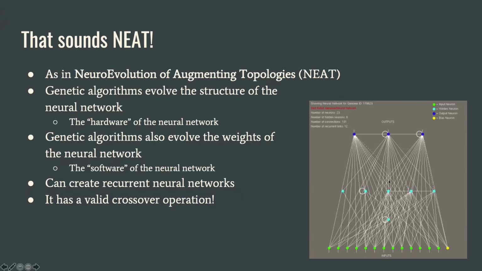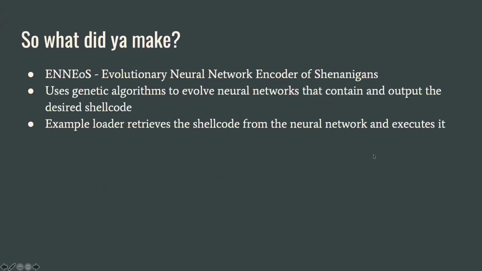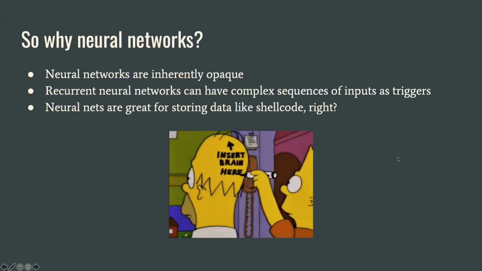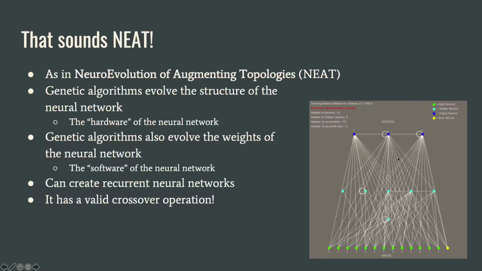And what you see here is these dashed lines. These dashed lines are the recurrent links. That's literally a loop back in the neural network.